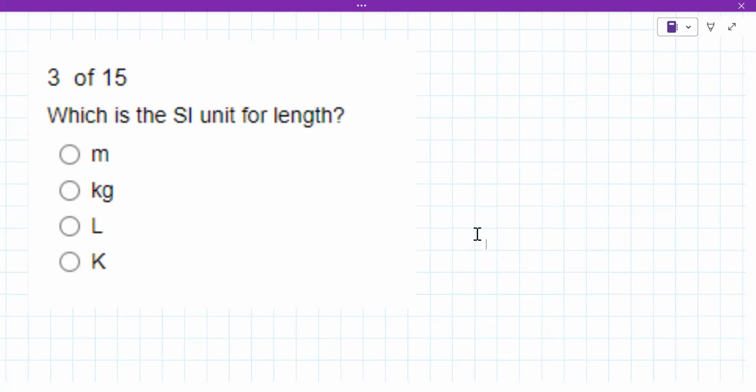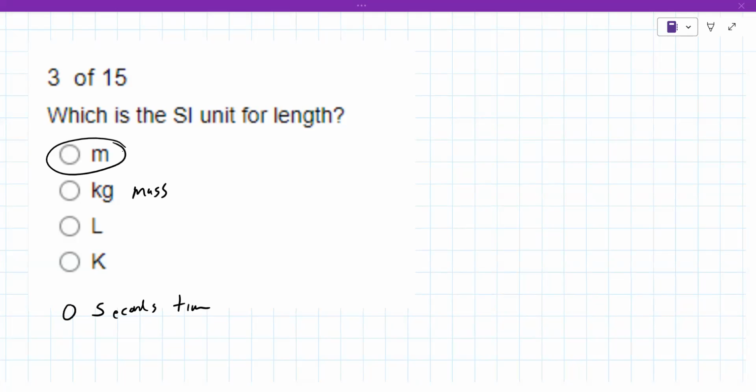Okay, so the unit for length, obviously, is meter. This one is for mass. Seconds is for time, which isn't there. All right, number 4.